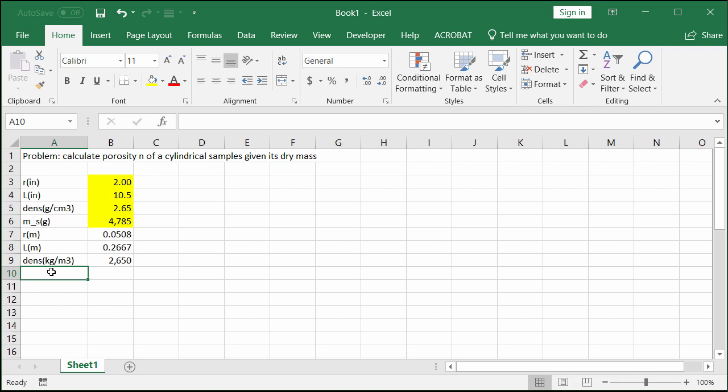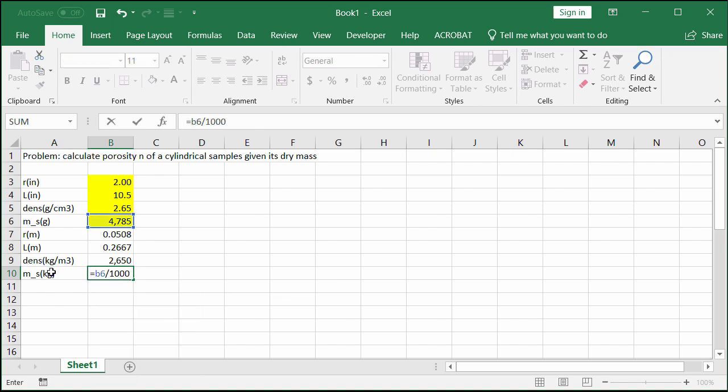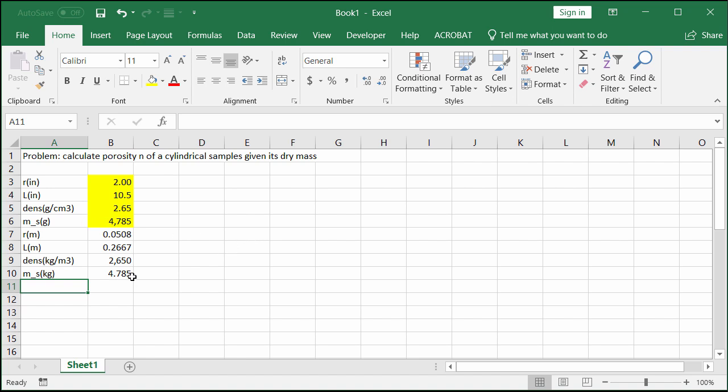And finally, I'm just doing my conversions now. The mass of the solids in kilograms will equal B6 divided by 1,000. There's that factor of 1,000 again. And there we go. It's 4 significant figures. So these, I don't really need to comment on these because it's pretty obvious. They're just unit conversions. So I'm not going to write anything in here because I don't need to.